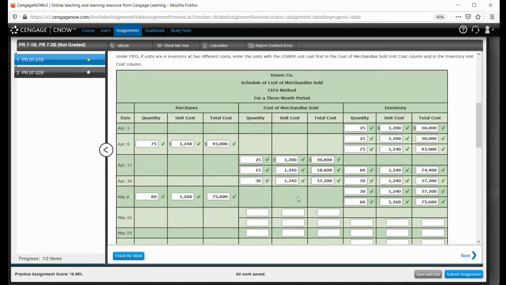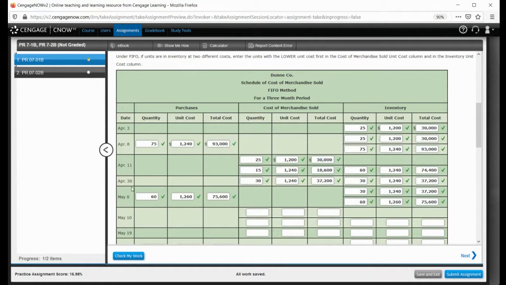Now, I want you to notice what happens here. In the middle columns, we don't record anything because this transaction was a purchase. If this had been a sale, we would have recorded the information in these middle columns here. But since it's a purchase, we just recorded in the purchases columns. You'll see that these are broken down into purchases, cost of merchandise sold, and inventory.